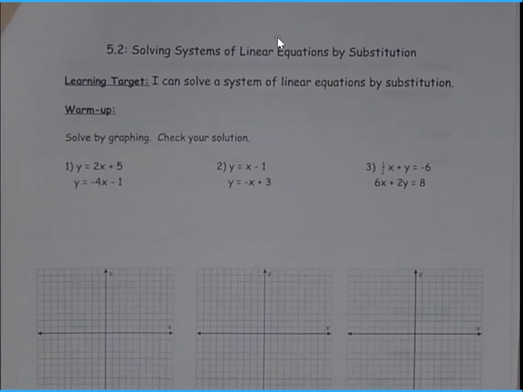All right, today we're going to look at a different strategy for solving systems of linear equations. Yesterday, we learned how to graph equations and check our solutions. So here's what I'd like for you to do. Go ahead and do your warm-ups, 1, 2, and 3. Hit pause. When you're done, come back and check your work.